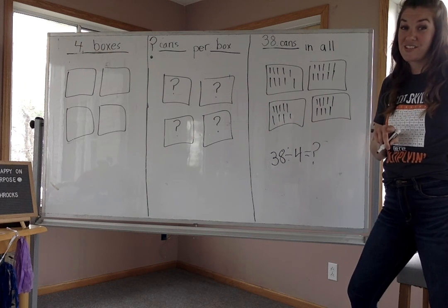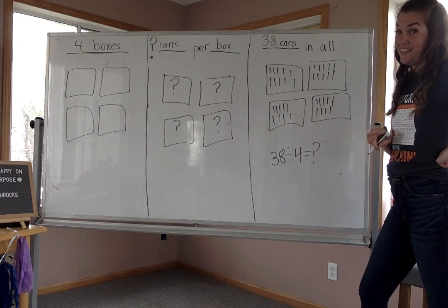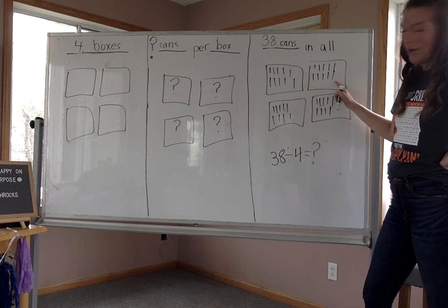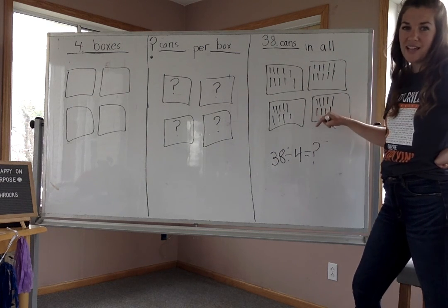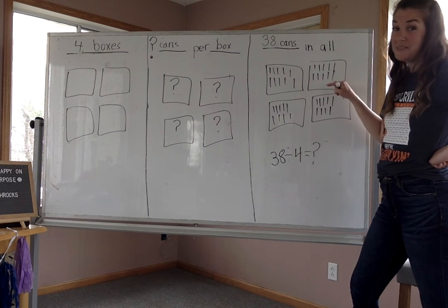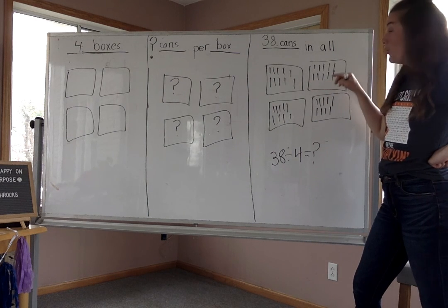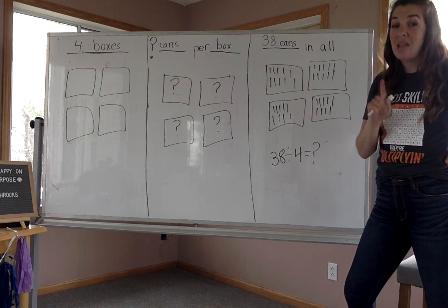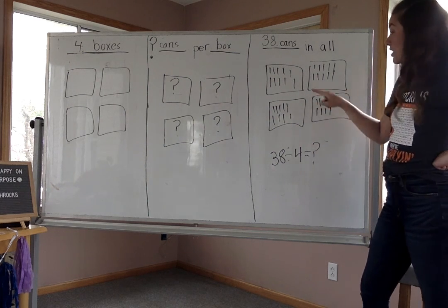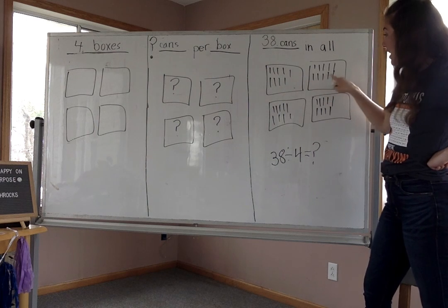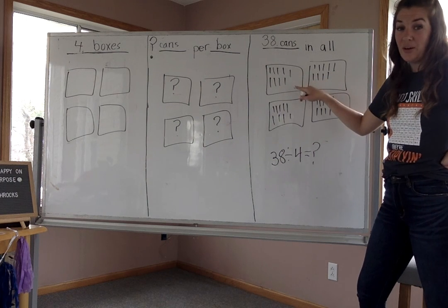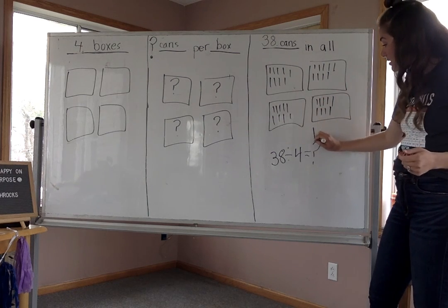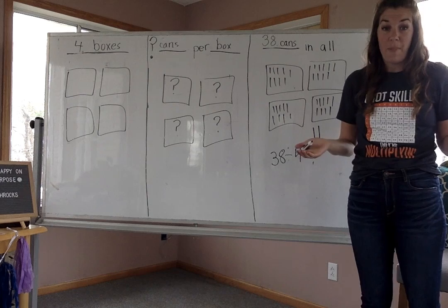Uh-oh, what did you notice? Yes, I was able to put 37, 38. However, did these 2 boxes get a can like these 2 did? They didn't. Remember, Kate wants to make sure that each box has the same number of cans. So we cannot actually put this can or this can in here. This is what I'm referring to as the remainder. There are 2 cans that aren't in the box.